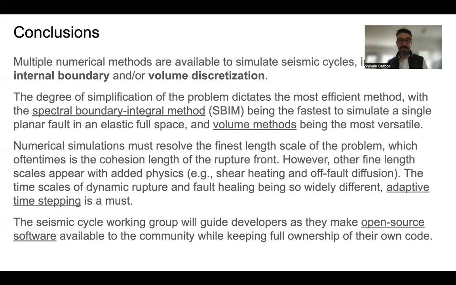So the seismic cycle working group in the following years will guide developers as they make open source software available to the community while keeping full ownership of their own code.